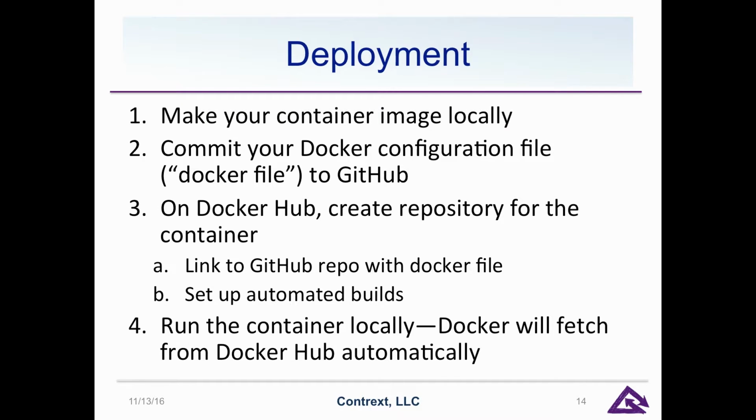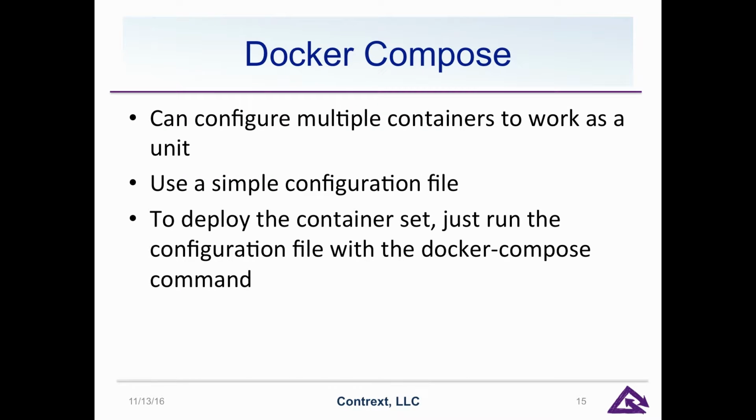All right. So how would I deploy a container? Let's say I want to make one. So you can make your container image locally, right, to test it. Then you can commit your Docker configuration file to GitHub. And then on Docker Hub, you create a repository. Actually, as I was just going through this exercise earlier today, this is actually a little bit backwards. Really, you just set up an automated build, you point it to the right GitHub repository, and it just does everything. It's really, once you've done it a time or two, you realize just how easy it is.